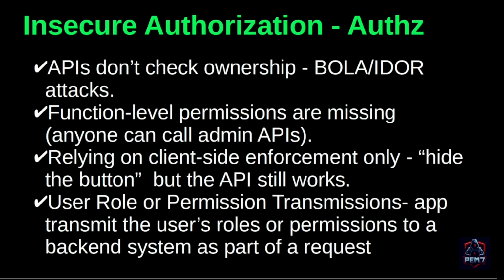Insecure authorization, on the other hand, occurs when an application doesn't properly verify user roles and permissions. For example, if a mobile application only hides admin features in the user interface, but the server doesn't enforce role checks, an attacker can simply call the API directly and perform unauthorized actions.